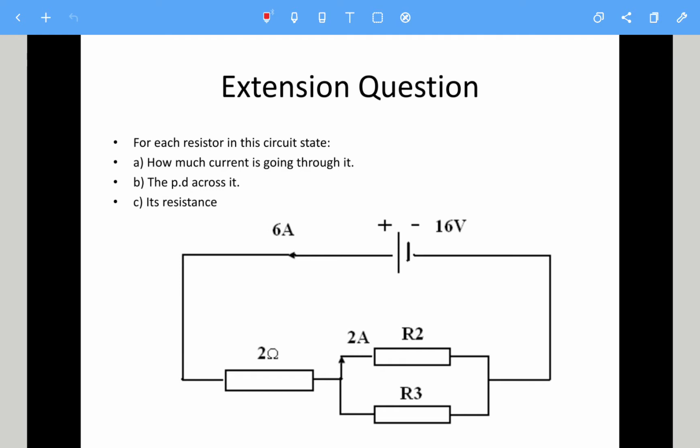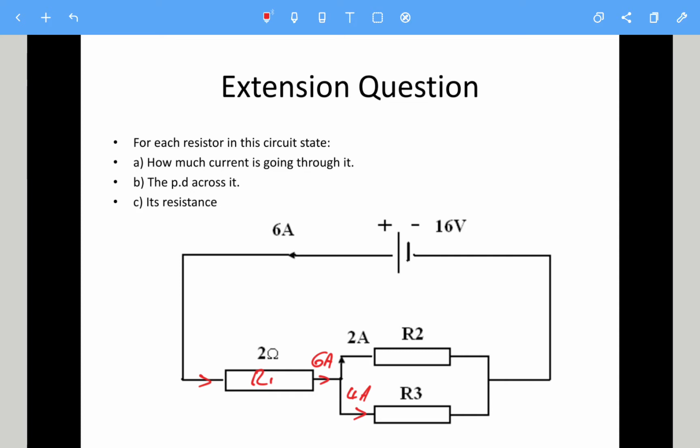The current's straightforward, obviously. This bit's in series, so it's still 6 amps. If I call this resistor 1, then we've got resistor 2, resistor 3. Resistor 1 has 6 amps going through it. Resistor 2 obviously has 2 amps going through it, and then resistor 3, because there's 6 amps there, would have 4 amps going through it. So that's relatively straightforward. The next bit is the PD across it.